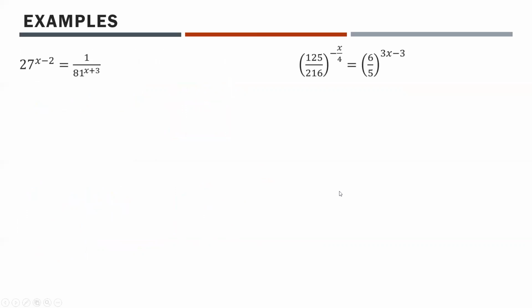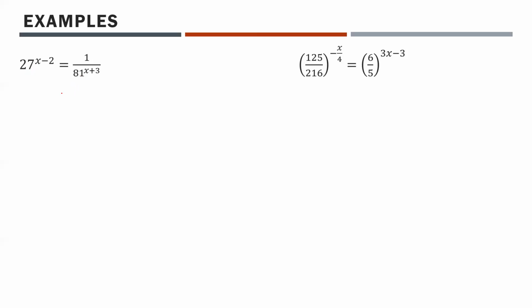All right, here's a couple more examples. These ones are way more challenging. If you want to pause and give them a shot, if you're brave, go for it. Otherwise, I'm going to go over it. 27 to the power of x minus 2 equals 1 over 81 to the power of x plus 3. This one might not be so obvious, but if you can kind of think about what numbers could be turned from a power into 27 as well as 81, then you can start piecing it together.